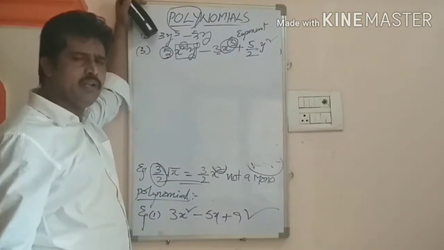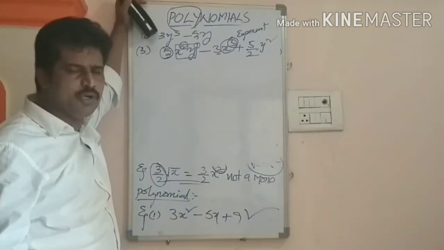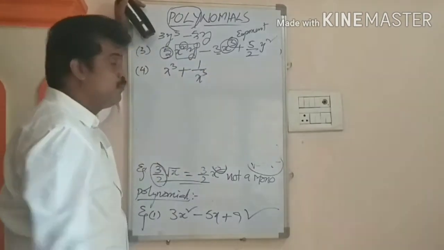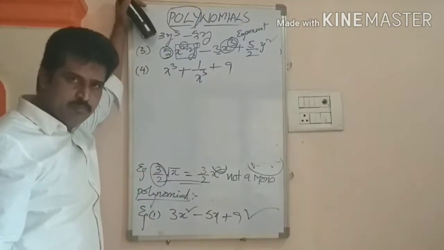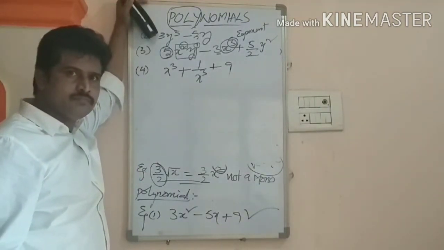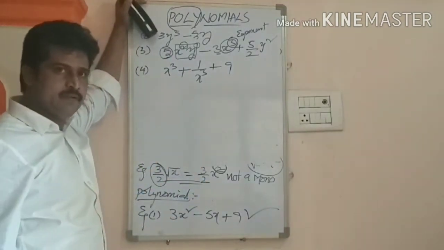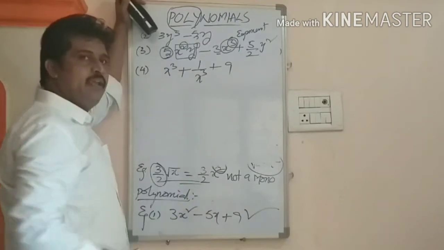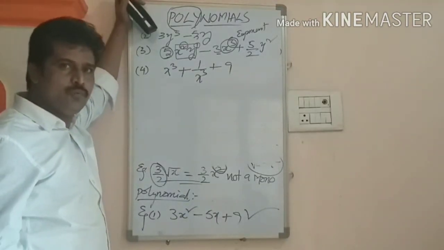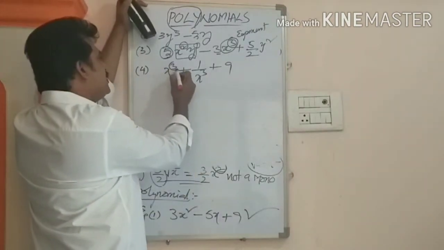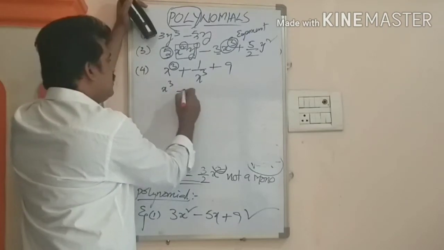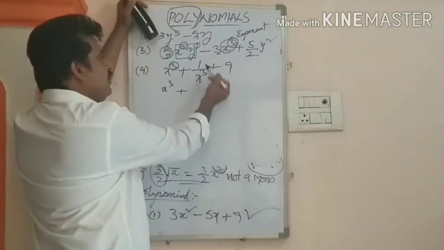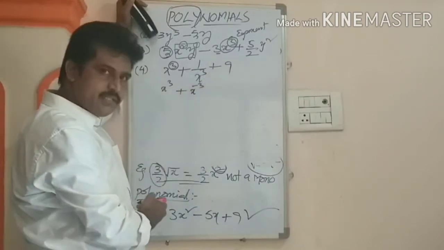That is a polynomial. Now if I ask you to write some polynomials, you can write hundreds of polynomials. Here is one more example: x cube plus 1 by x cube plus 9. I gave one algebraic expression. Remember that all these are algebraic expressions. If I ask you to identify whether this is a polynomial or not, we can easily see that the power of the first variable is 3 because it is x power 3. 1 by x cube: earlier I said 1 by a to the power n is equal to a to the power minus n, so 1 by x cube is equal to x to the power minus 3.